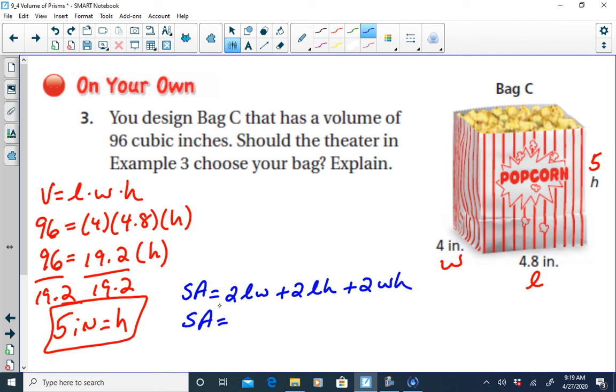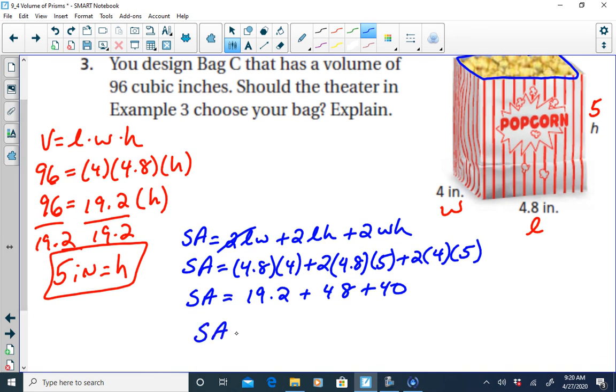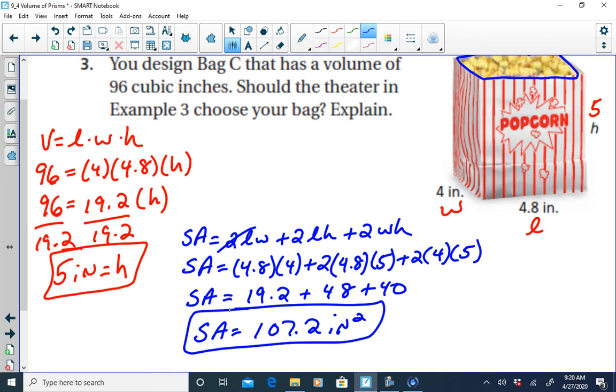So our surface area is going to be equal to, cross out one of those 2's because once again this bag has an opening at the top, so we don't need 2 times length times width, we just need 1. So that's going to be length times width, the 4.8 times the 4, plus 2 times length times height, that's going to be 4.8 times the height of 5, plus 2 times width times height, that's going to be 4 times 5. So the surface area is going to be equal to, what's that, 19.2 plus 48 plus 40. We add all that together, we get a surface area of 107.2 square inches.